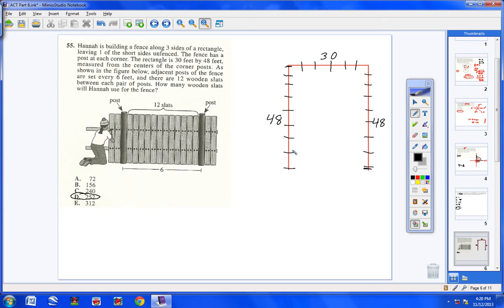Okay, so every single one of these spaces has 12 wooden slats. So we have 12 wooden slats here, 12 wooden slats here, 12 wooden slats here, all the way around. So I would have 8 here, and 8 here, and I would have 6 here. So 8 plus 8 is 16, plus 6 more would be 22. All right, let's see if that's right. Is that right? Yes, 22.